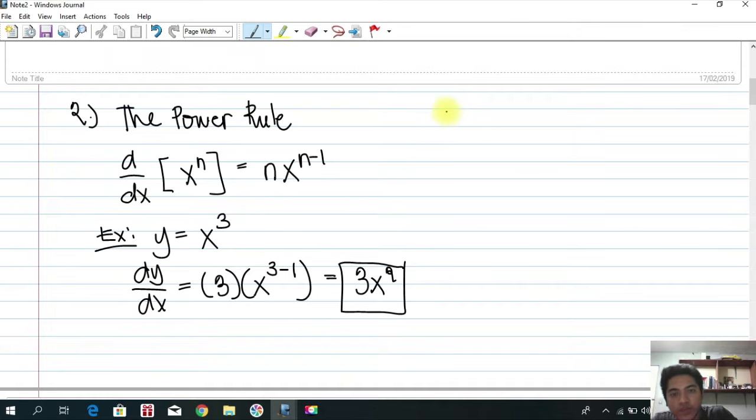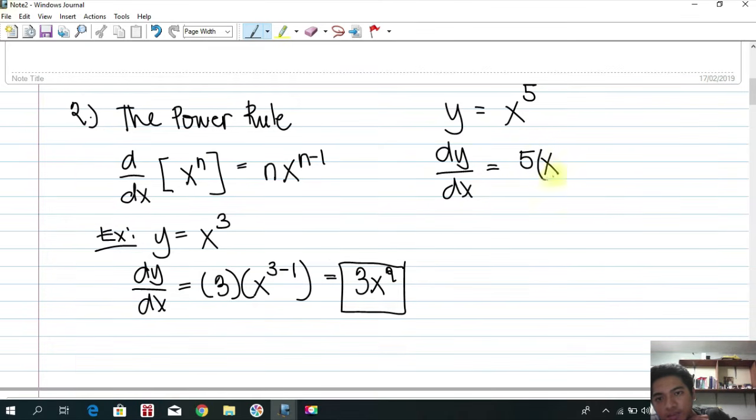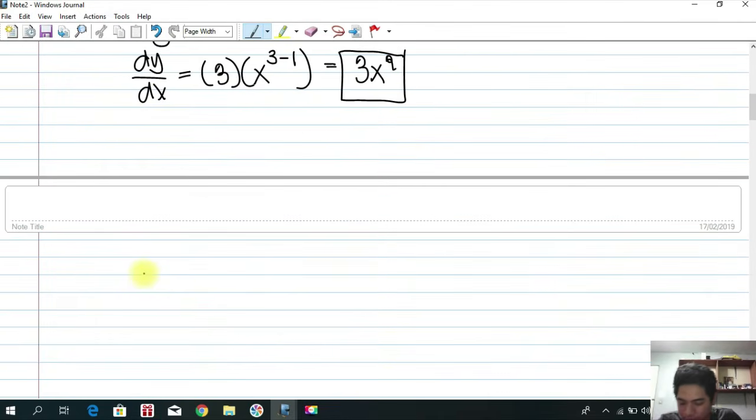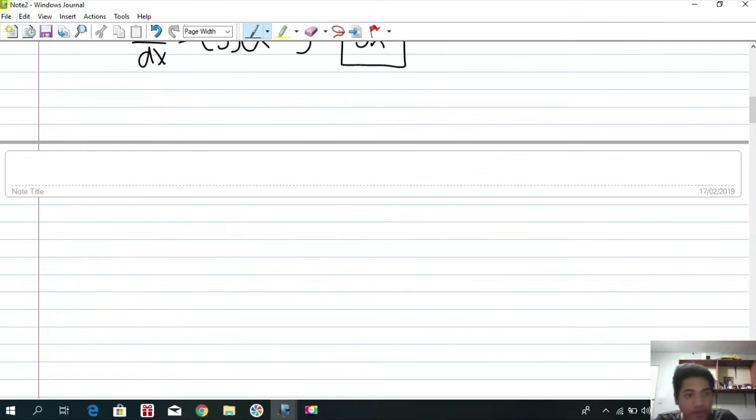So another example is, for example, we have a function that has x raised to the fifth. Okay, so we have dy over dx equals 5 times x raised to 5 minus 1, or in other words, simplifying this, 5 times x raised to the fourth. Okay, so very simple formula, the power rule.